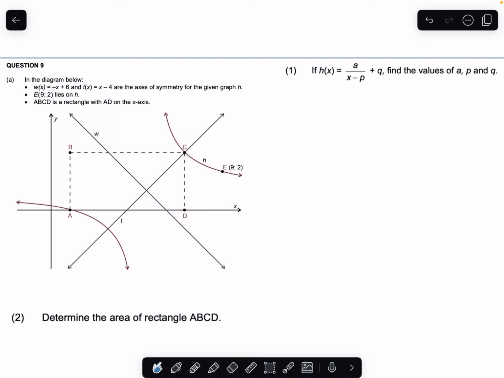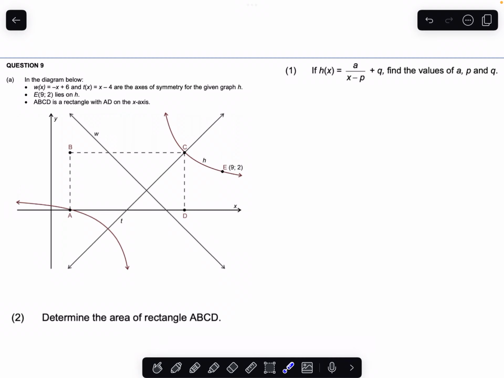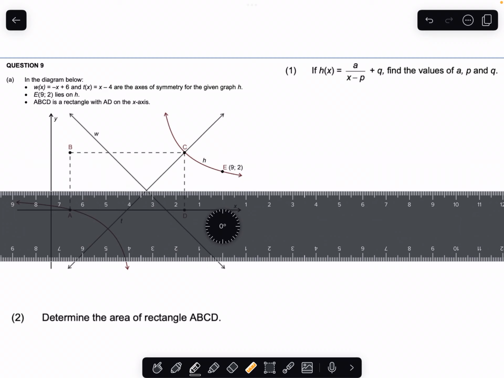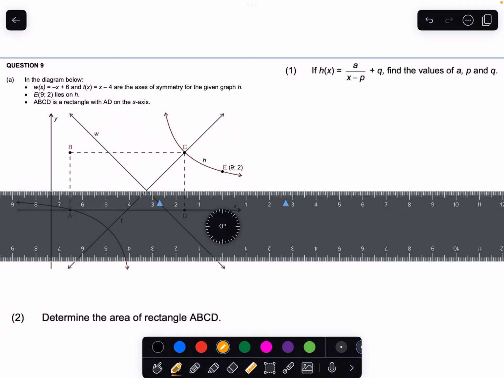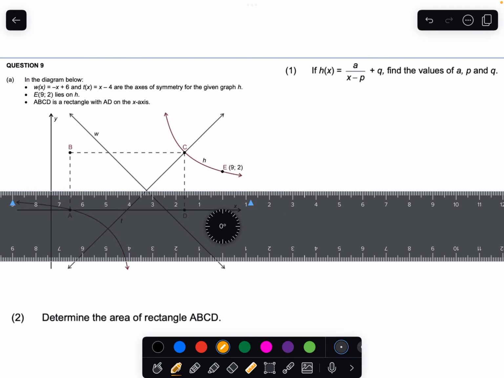There's definitely a lot going on, but I think the hint is in the axes of symmetry, maybe? Just looking at those equations, and also the very interesting thing being that the axes of symmetry intersect where the asymptotes intersect.